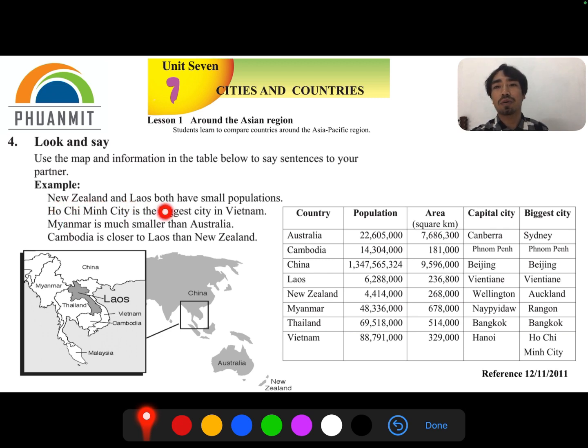So example: New Zealand and Laos both have small population. Okay, first look at this chart. This is from 2011. Laos in 2011 was around 6 million people, and today, maybe in 2021, maybe 7 million. But this is 2011. The countries are Australia, Cambodia, China, Laos, New Zealand, Myanmar, Thailand and Vietnam. This is the population: 22 million, 14 million, 1 billion 3, 6 million, 4 million, 48 million, 69 million, 88 million.